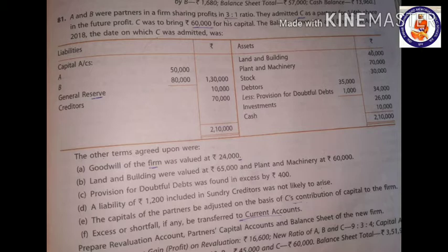Then capitals of the partners be adjusted on the basis of C's contribution of capital to the firm. According to C's capital, the old partners' capital will be adjusted. Then excess or shortfall, if any, be transferred to current account. In their current account it should be adjusted. And prepare revaluation account, partners' capital account and balance sheet. We won't make the balance sheet because you know how to make the balance sheet.